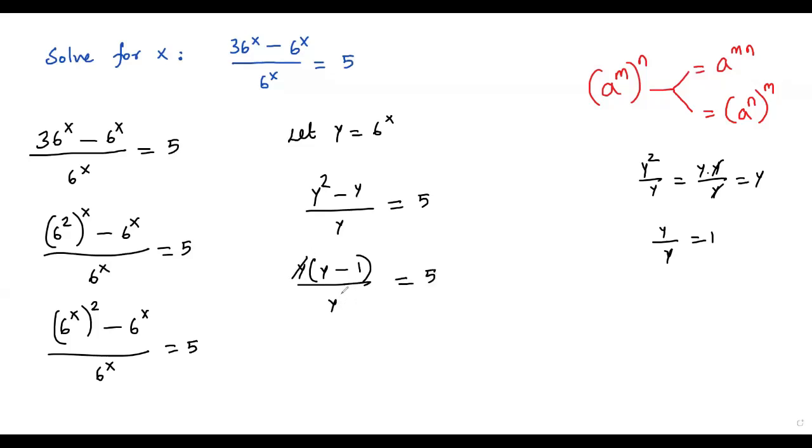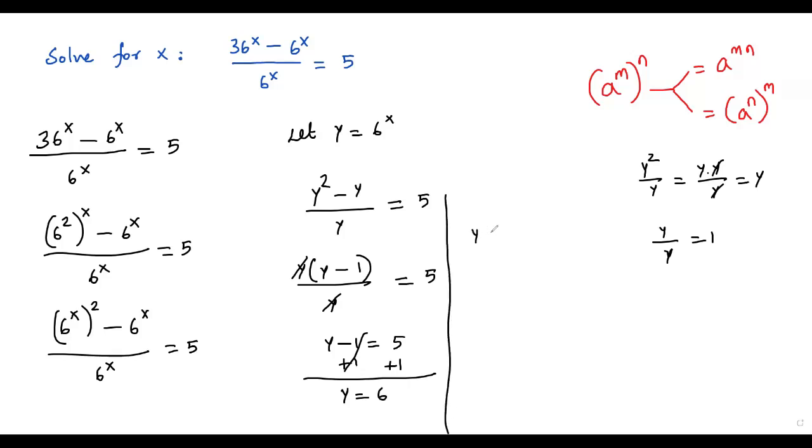Now this y and y can be cancelled out, and I'm just getting y - 1 equals 5. Now I have to solve for y. Once I solve for y, I can solve for x, because my aim is to solve for x. To solve for y in this equation, I add 1 to both sides. When I add 1 to both sides, the negative 1 and positive 1 cancel out, and I'm getting y equals 6.